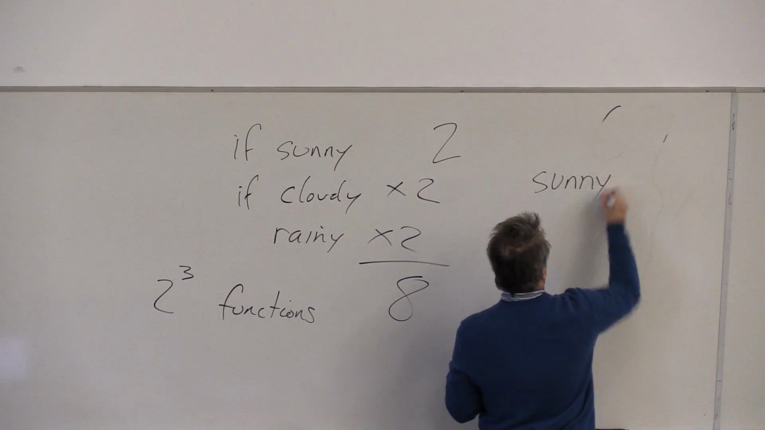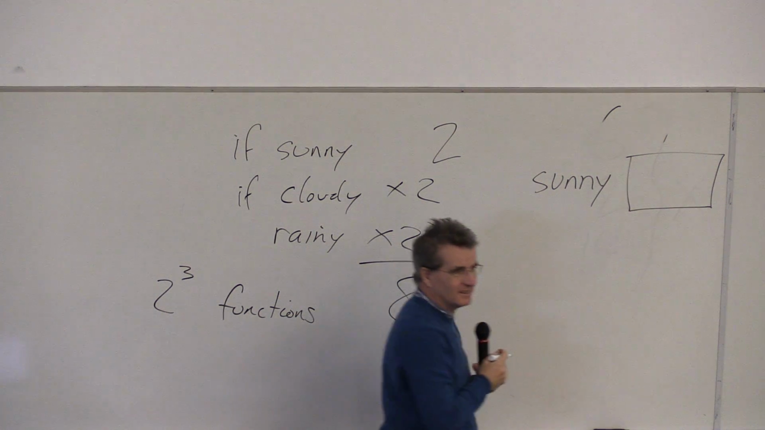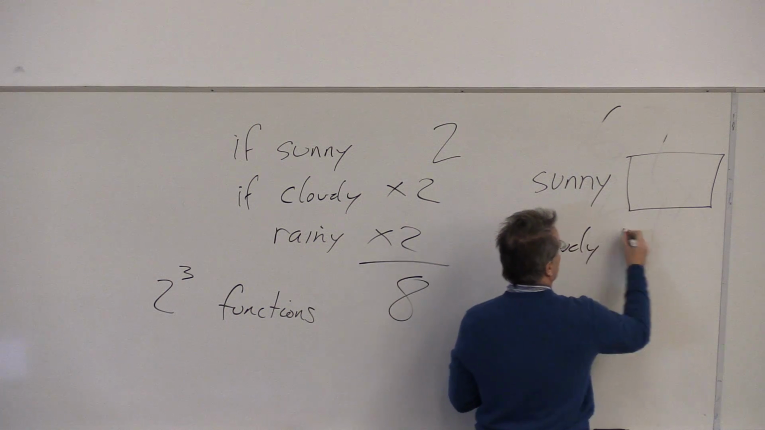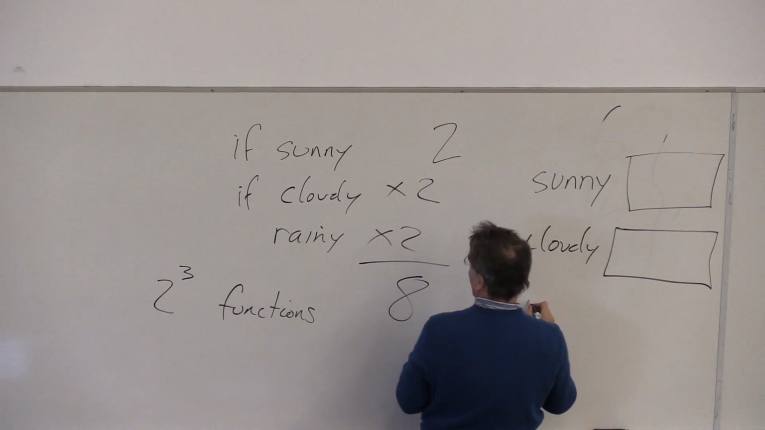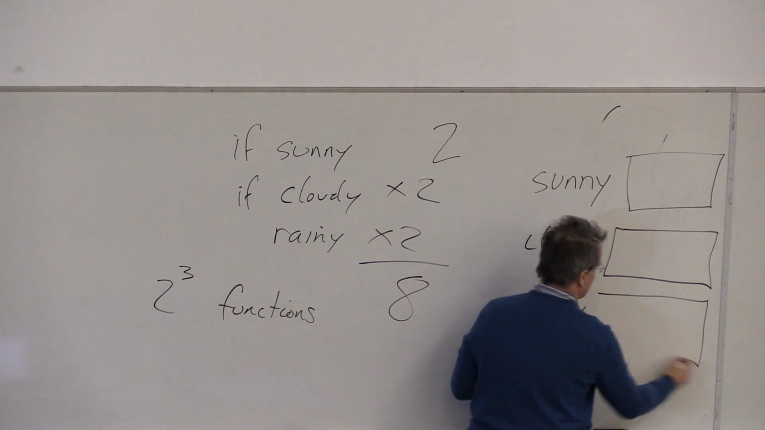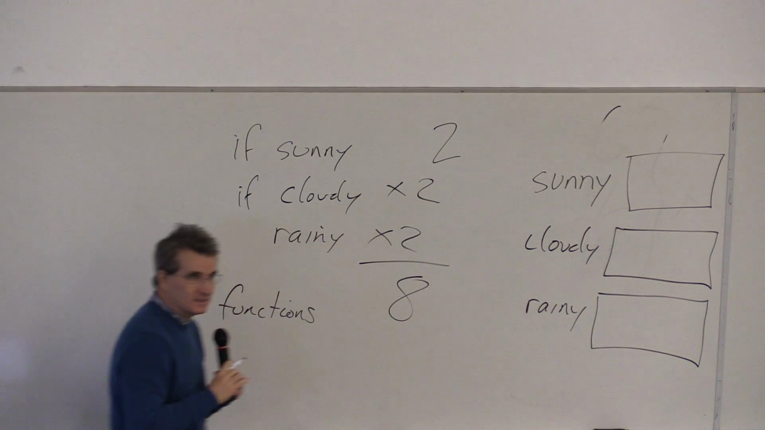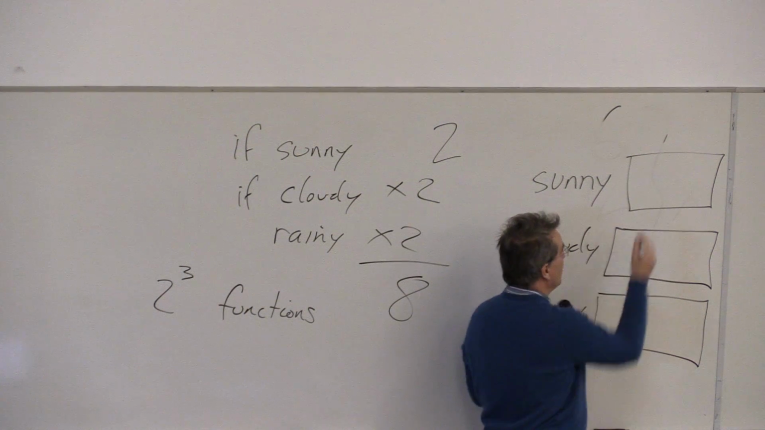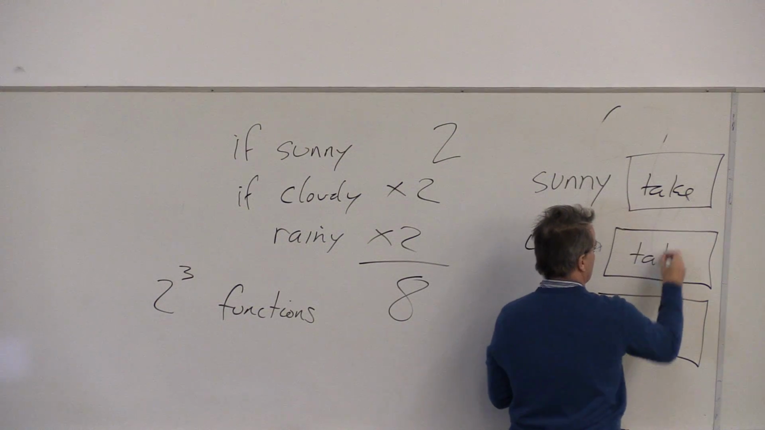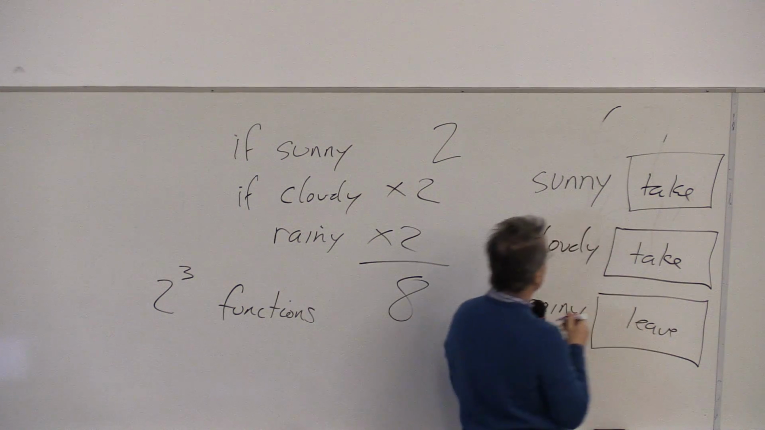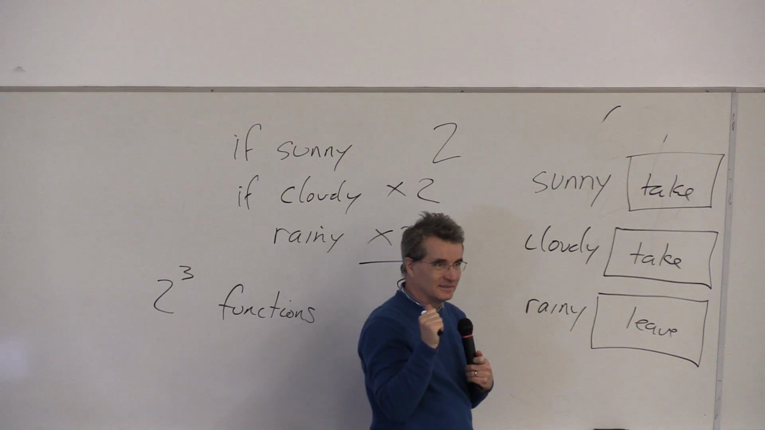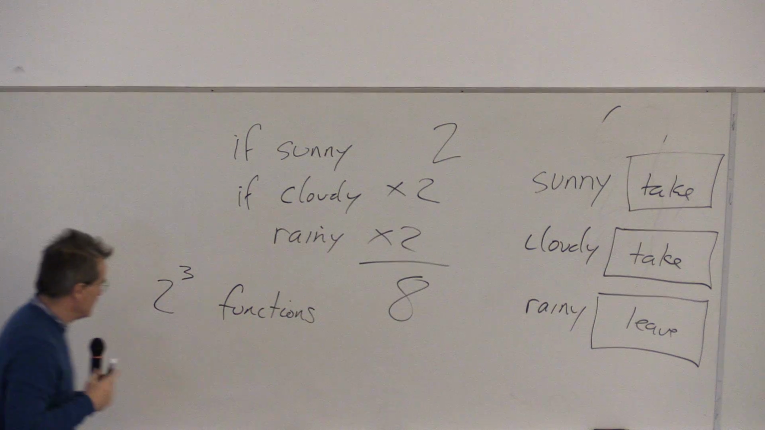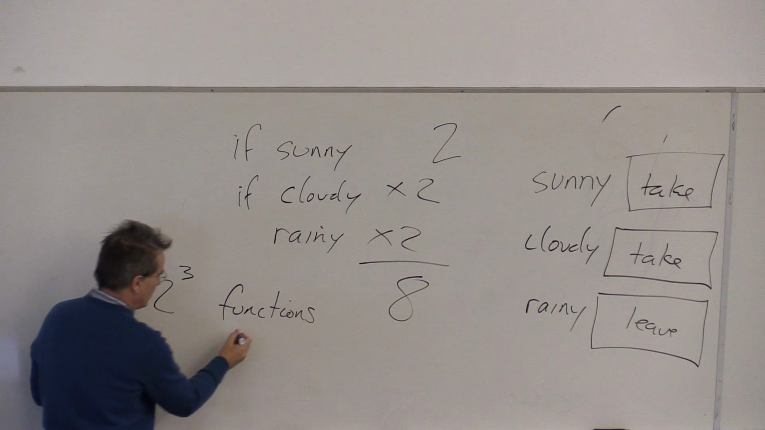Sunny, and I have a box here, and I can either fill in take or leave. Cloudy, I can fill in this box here of take or leave, and rainy, I can fill in this box that says take or leave. So I get to fill in this box. If I want to take it if it's sunny or cloudy, then I put take here, and leave here. This says I take it if it's sunny or cloudy, right? And I get 2 choices here, 2 choices here, and 2 choices here. It's useful to know that there are 2 to the cube functions from 3 elements into 2 elements.